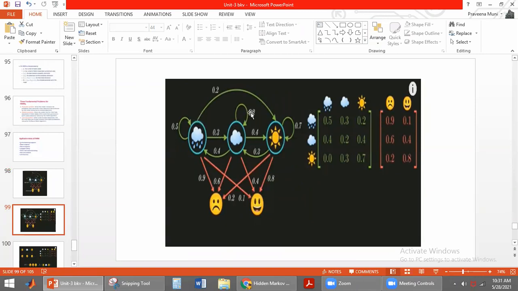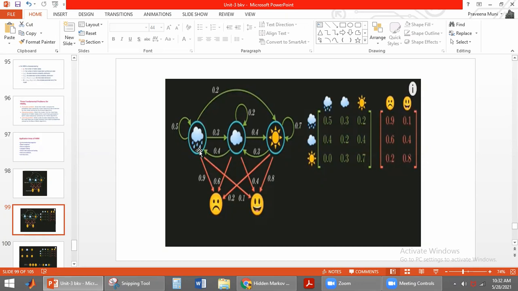Here we have two types of tables, students. The first table gives you the transition model: the transition from one state to another state, how it is changing. The first matrix gives us the transition model. The second matrix gives us the emission model, or observation model. We have discussed that a hidden Markov model has three terms: the initial state, the transition model, and the emission model. The first matrix gives us the transition model and the second matrix gives us the emission model.